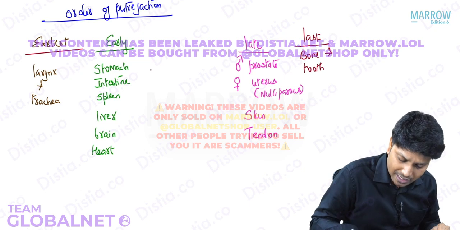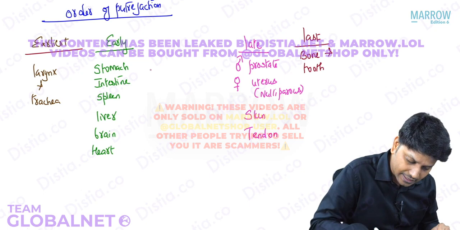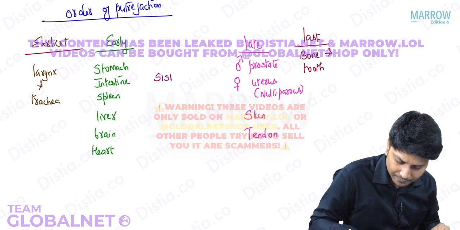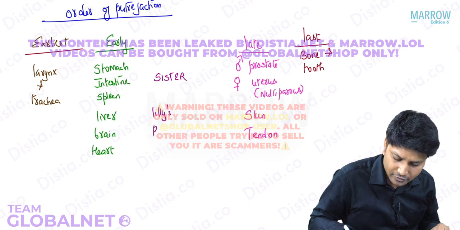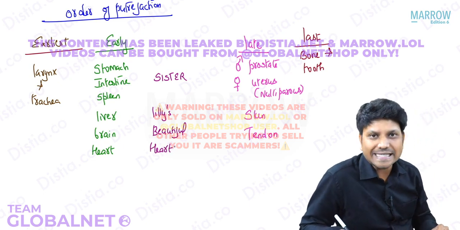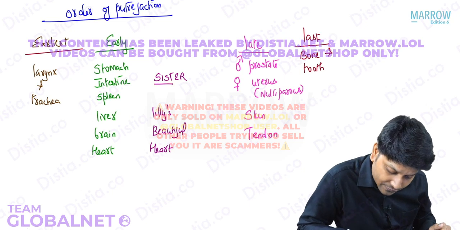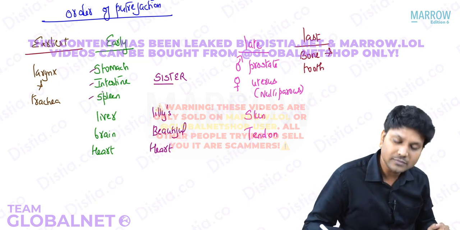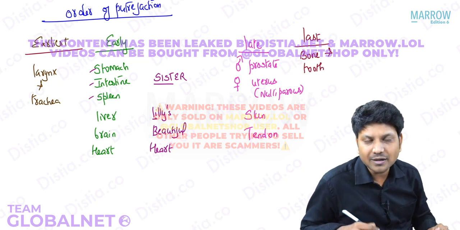You can see the mnemonic: Sister Lily's beautiful heart will tell you the sequence of the early organs. What is that? SIS refers to stomach, intestine, spleen. LI for liver, B for brain, and H for heart.